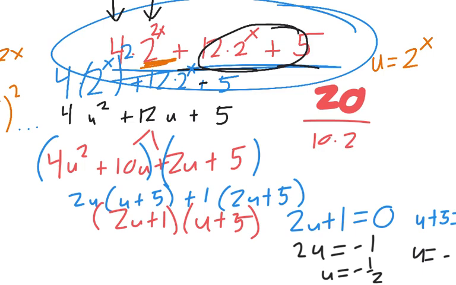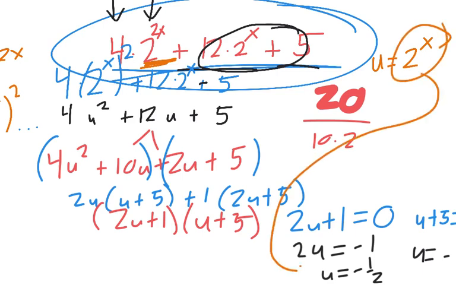But the problem is I didn't start with a u. I started with a 2 to the x. So I'm going to take 2 to the x and plug it in for u. So this becomes 2 to the x equals negative 1/2. And in the other one, 2 to the x equals negative 5. And then we'd have to solve these.